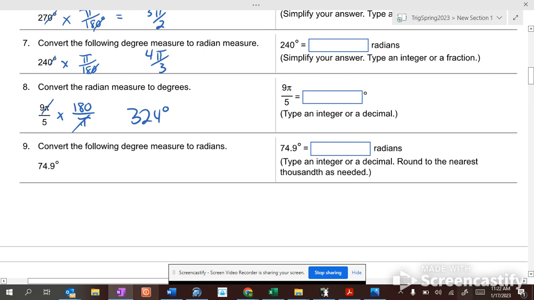Now, if you have a decimal, you multiply it by 180, divide it by pi, but then you use your pi button on your calculator. Okay? So use your pi button on your calculator, round to the nearest thousandth. Thousandth is what decimal? Third decimal. And what do we get?